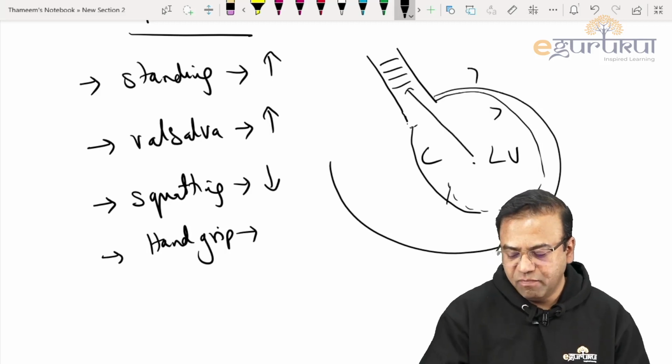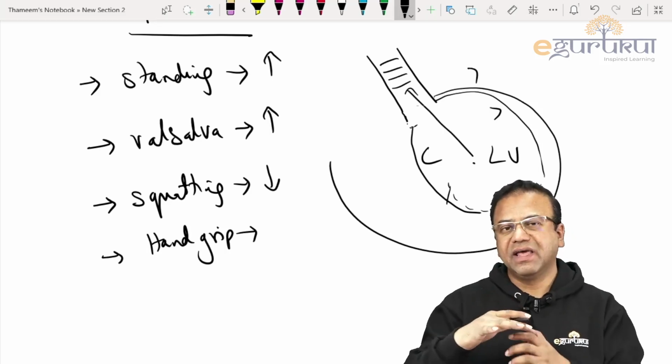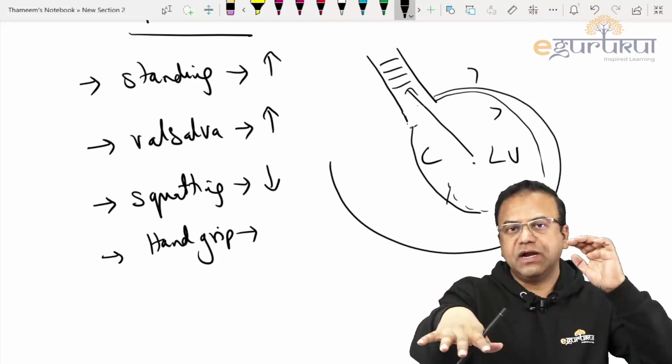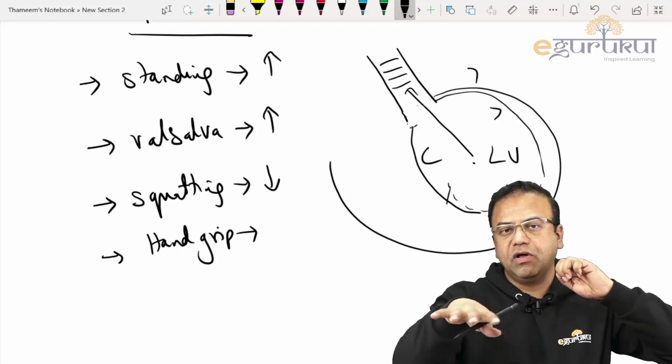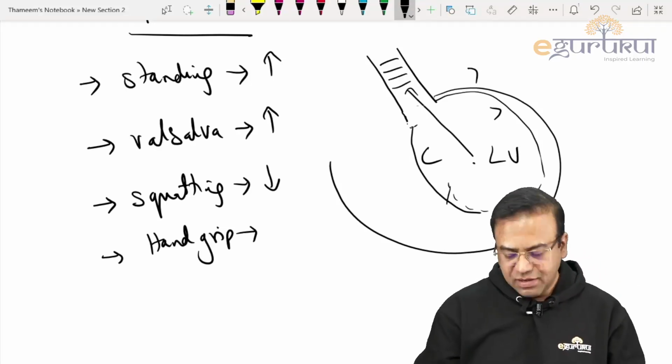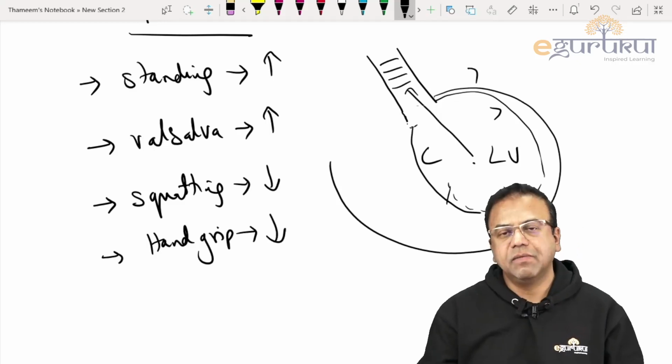So the entire flow of blood to the aorta starts slowing down, the gradient is not there, and remember, the higher the gradient, with one side very low pressure and one side high pressure, the blood will move with turbulence and more velocity, and the more the velocity, the more the turbulence. That is gone in hand grip. This is the reason why, in hand grip, the murmur decreases.